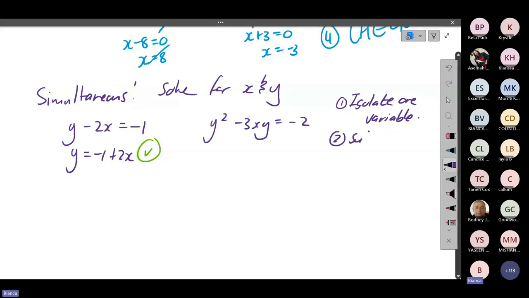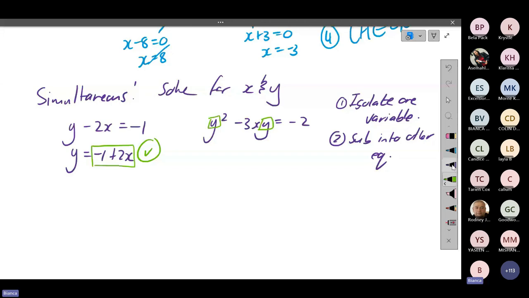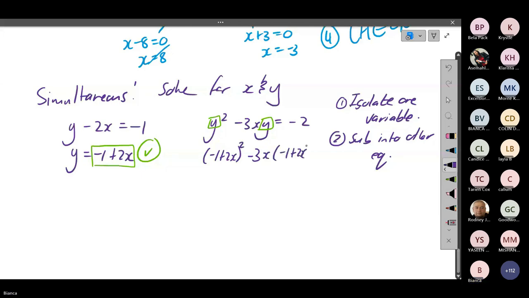Good. Sub the variable into the other equation. Okay, so I'm going to take this y, this whole thing now, and where am I going to put it? There and there. So wherever I see a y, that's what I'm going to put, in brackets, obviously, minus 1 plus 2x. And it's long and it's boring, but it's part of your 6 marks. Okay, there's x and there's the y.